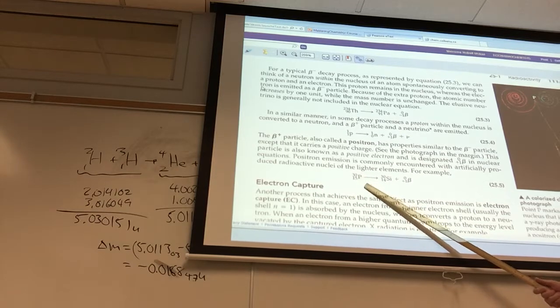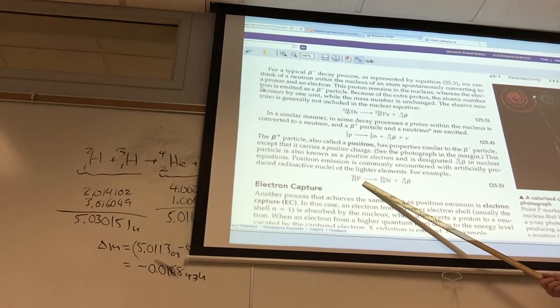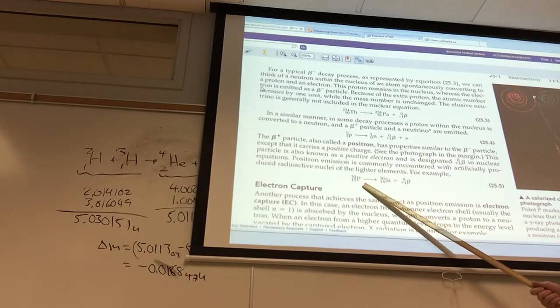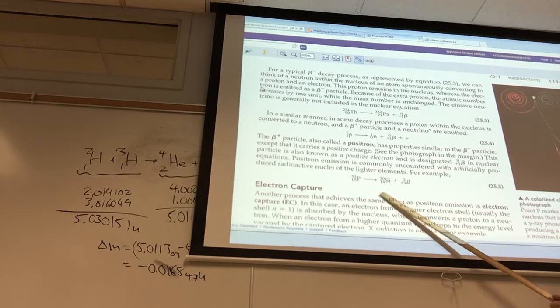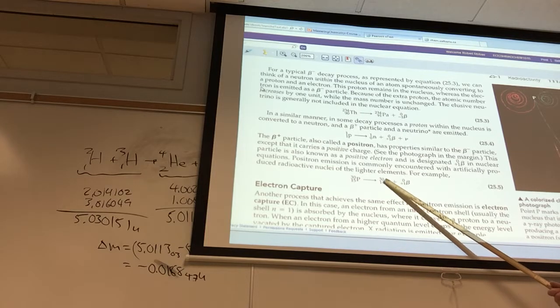Here's phosphorus 30. Phosphorus 30 is a light element, but it's radioactive. Phosphorus 30 undergoes beta emission. Here we just don't have enough neutrons, so we go to silicon 30.